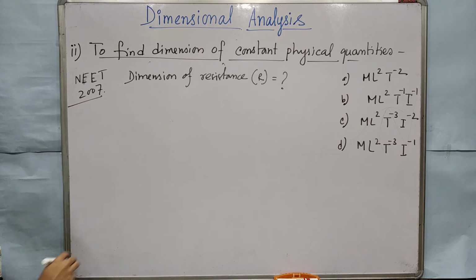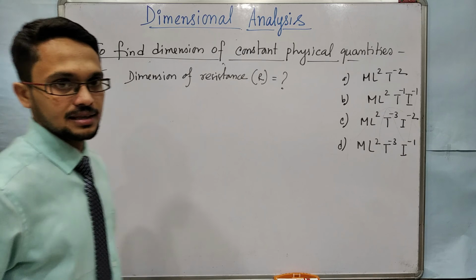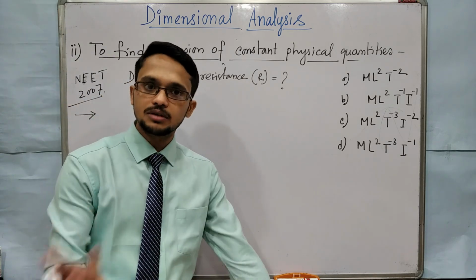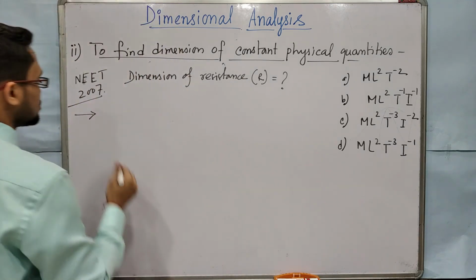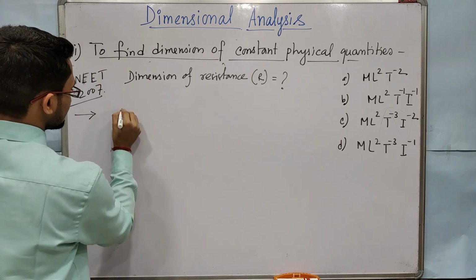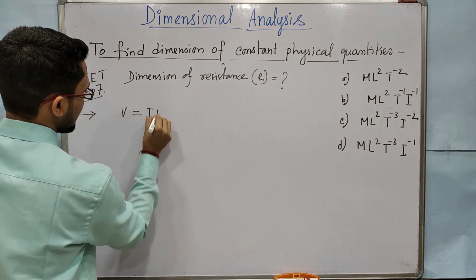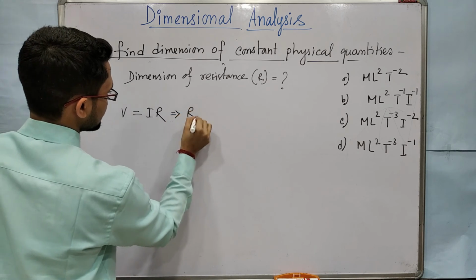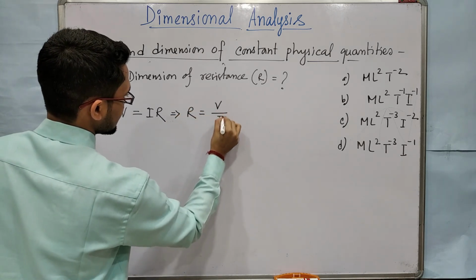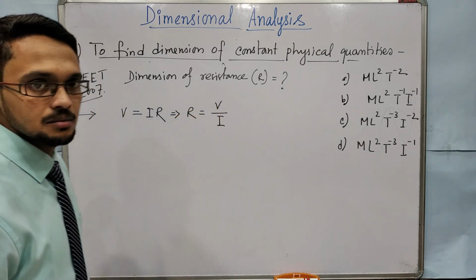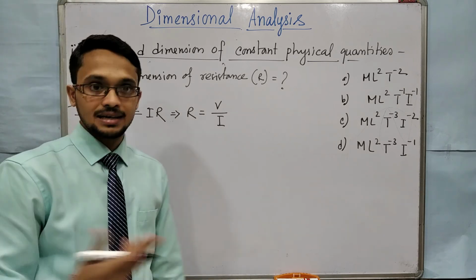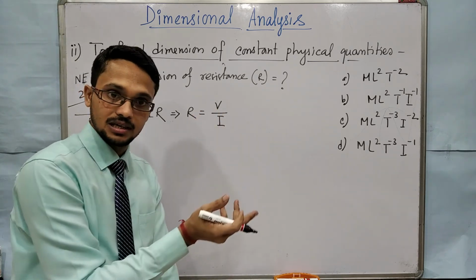So how will you solve? In which equation do you get resistance? That is Ohm's law. Ohm's law is V equal to IR, then R will be V by I. V is the potential difference, and I is the current, which is a basic physical quantity.